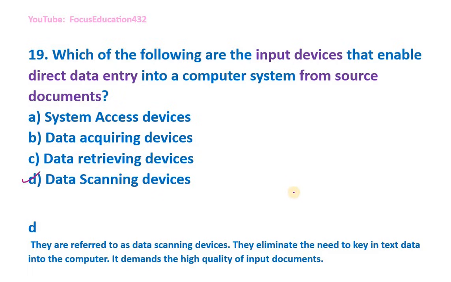Which device do we have to use? Data scanning devices. When you scan a certificate or some document, it goes directly to the computer without any use of the keyboard. Data scanning devices are input devices for direct data entry from source documents. Documents means your certificates or some papers or CV and all those things.